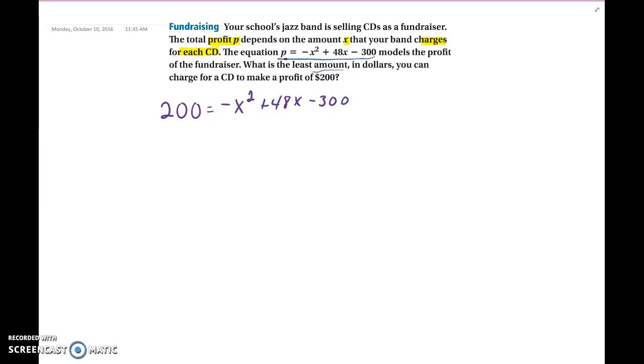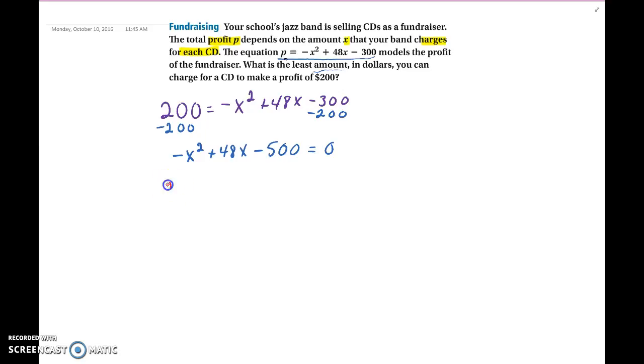So when we're solving, whether we want to do factoring or any of the other methods, we want to set this equal to 0. We want to write it in standard form. So that means we're going to subtract over 200. So we get negative X squared plus 48X minus 500 is equal to 0. All right, now we're going to use the quadratic formula.